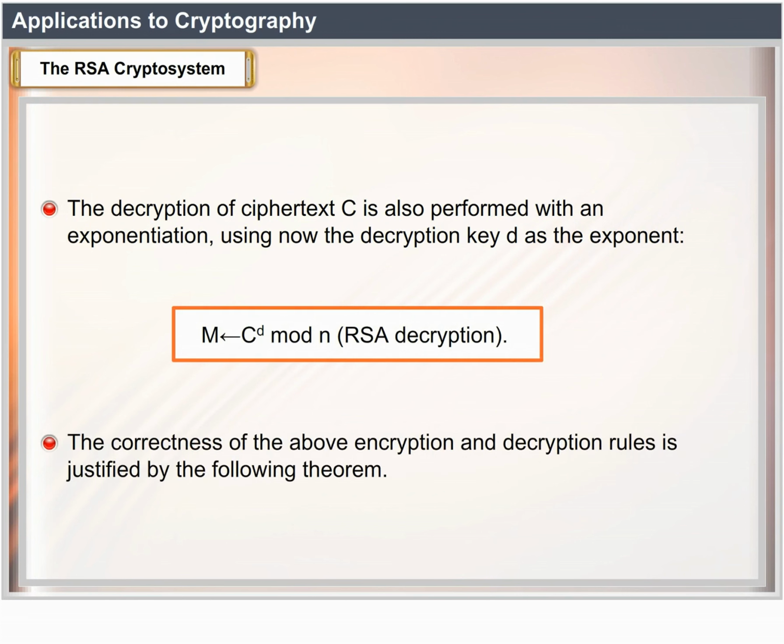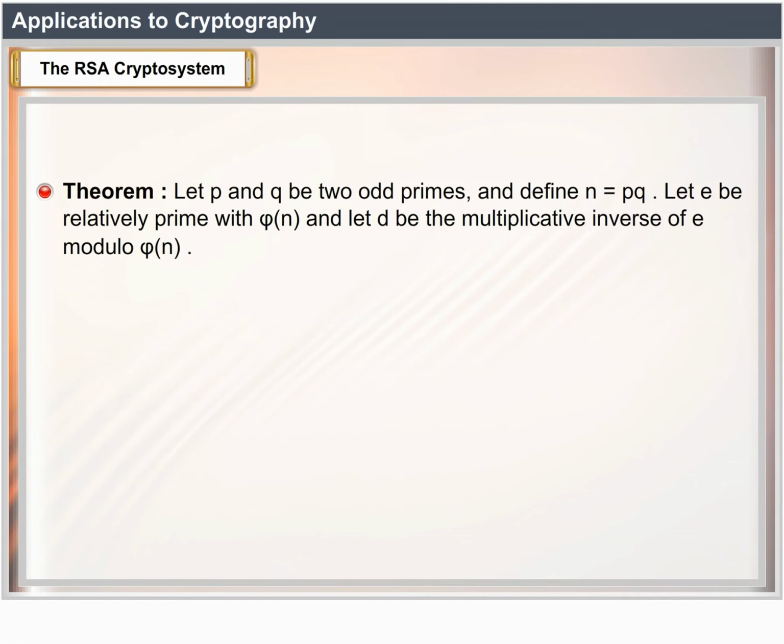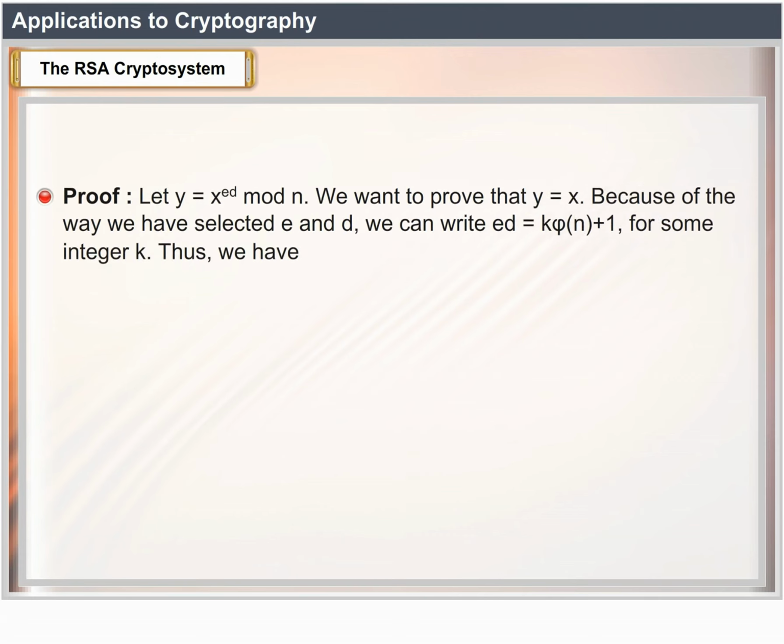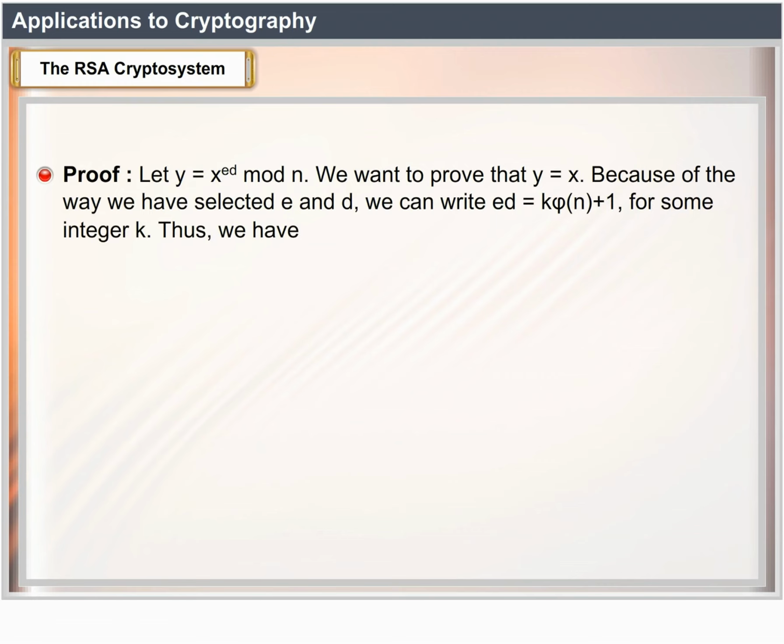The correctness of the above encryption and decryption rules is justified by the following theorem. Theorem: let p and q be two odd primes and define n equals pq. Let E be relatively prime with phi of n and let D be the multiplicative inverse of E modulo phi of n. For each integer x such that x lies between 0 and n, x^(ED) is equivalent to x mod n. Proof: let y equals x^(ED) mod n. We want to prove that y equals x.